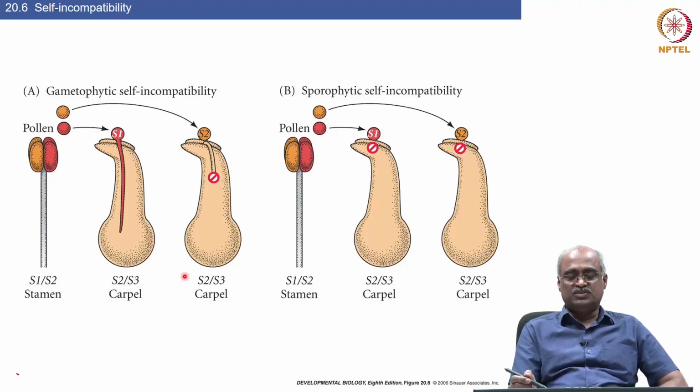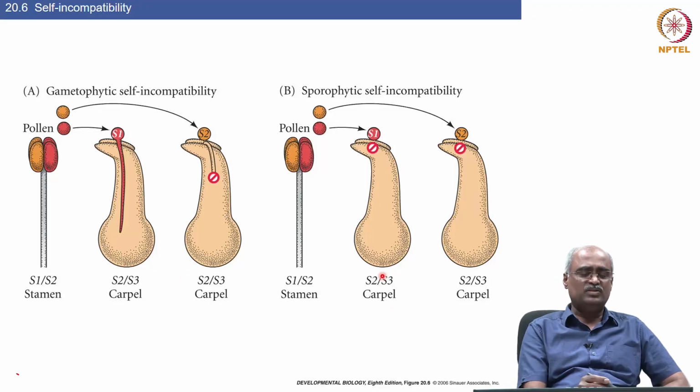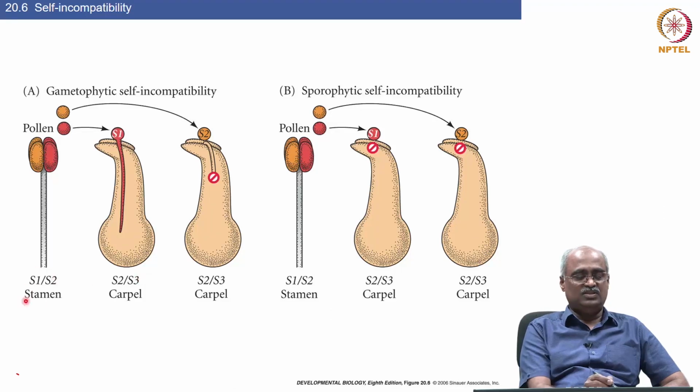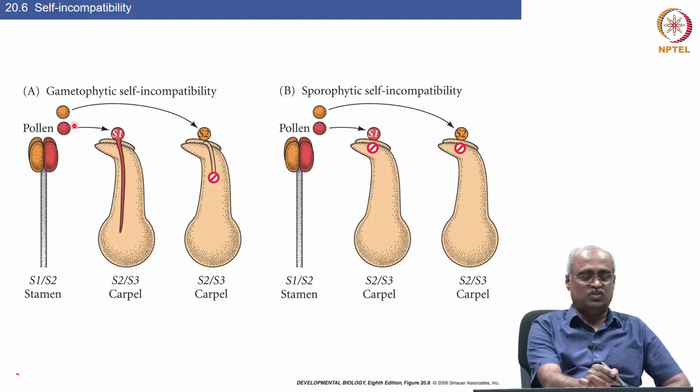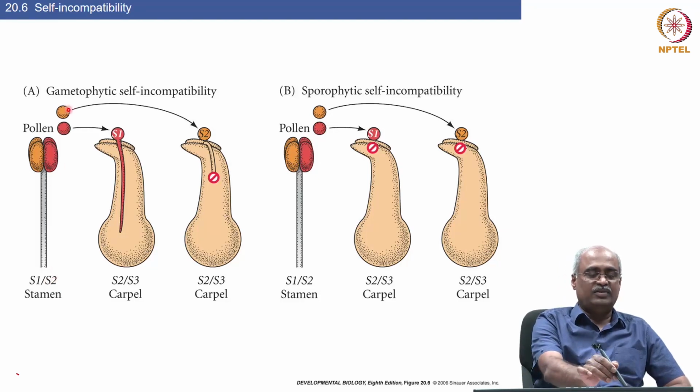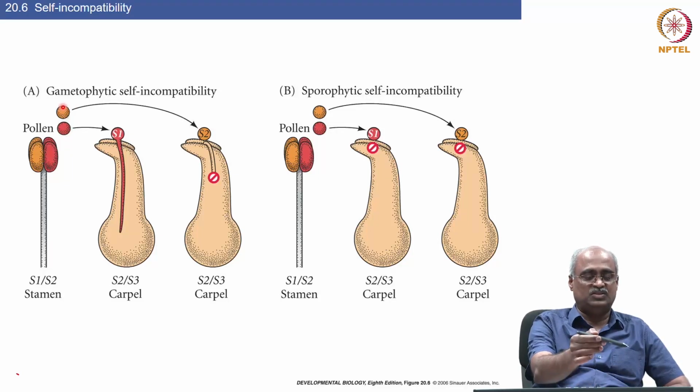So these two cartoons illustrate this process. First let us look at the gametophyte self-incompatibility, which is a lot easier to understand. For example, the genotype of the plant, the sporophyte that makes this pollen grain, has two alleles of the self-incompatibility locus or the S locus. Let us say it is S1 and S2, these are the two alleles. For a diploid you expect two alleles. So you will have two kinds of pollen, let us say this is S1 and this is S2.